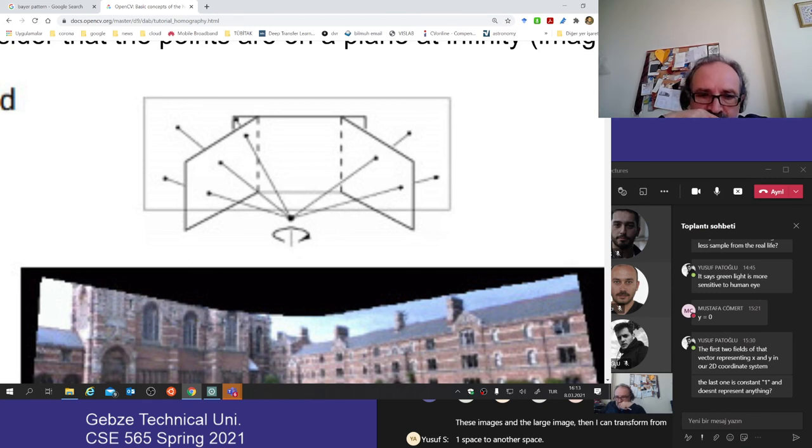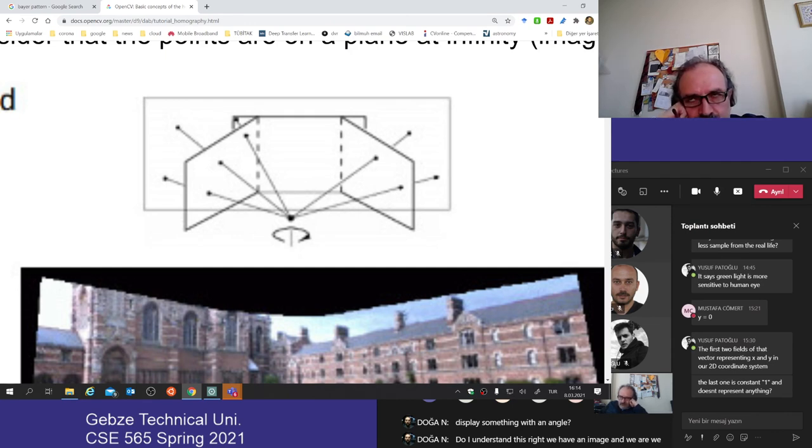I want to ask you a question. Do we use this homogeneous coordinate system to display something with an angle? Do I understand it right? We have an image and we want to display it. Without coordinates, with angles, can we do it? Is it used for this?